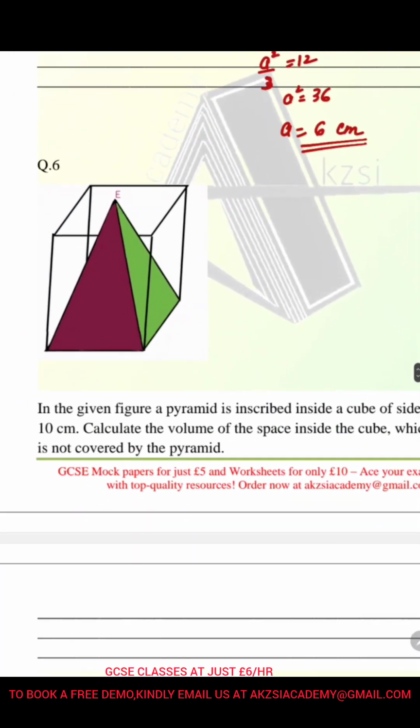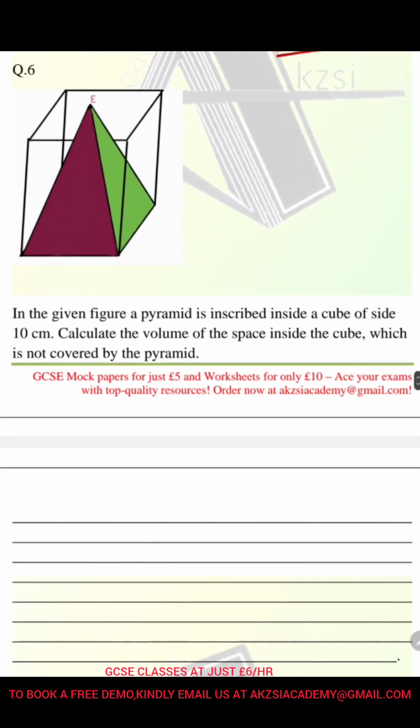Moving on to the next question. Question 6 is, in the given figure, a pyramid is inscribed inside a cube of side 10 centimeters. Calculate the volume of the space inside the cube which is not covered by the pyramid. Which means clearly we just have to calculate the volume of this whole cube, then the volume of this pyramid, and subtract. It will give you the volume of the space that is not covered by the pyramid.